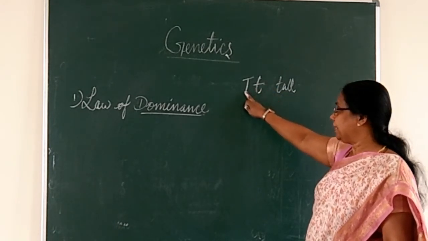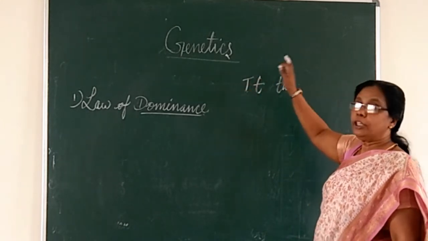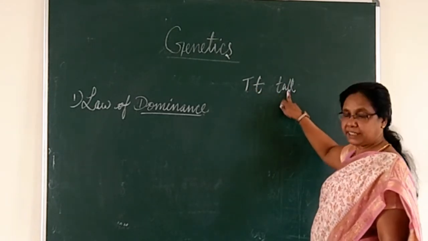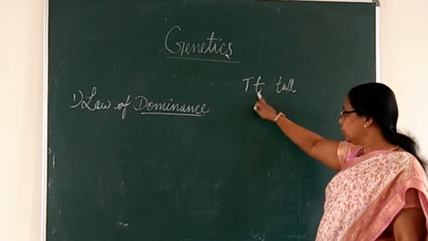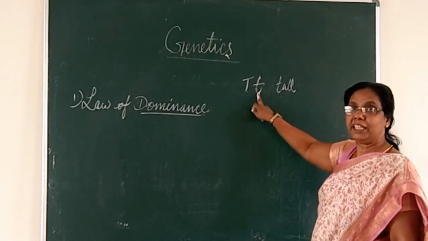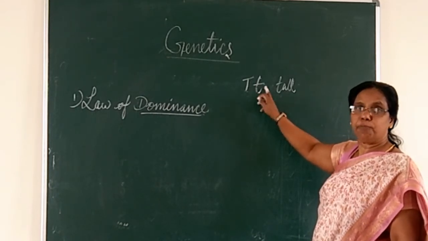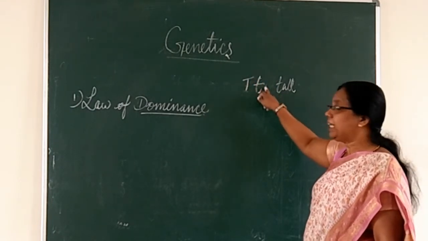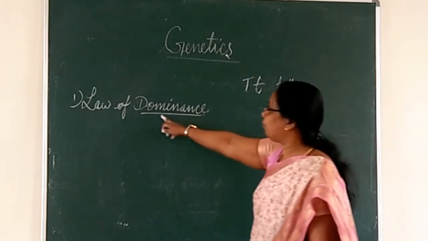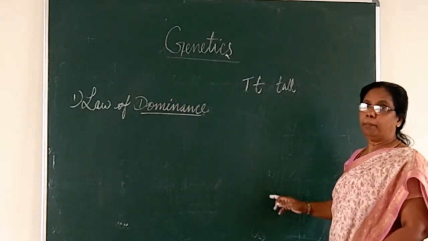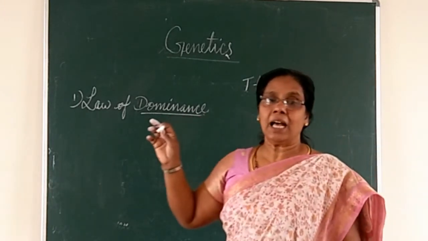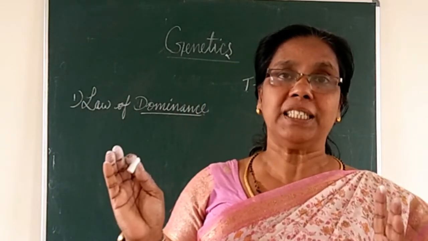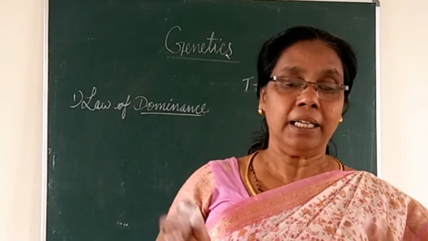Here the capital T gives a tall plant. This will express the character we see in the F1 generation, though the gamete with small t is present. We cannot see the dwarf plant in the F1 generation. Why? Because this one is dominating that character. That is the first law of Mendel, the law of dominance. When two contrasting characters are present together, only one will express itself, whereas the other remains recessive.